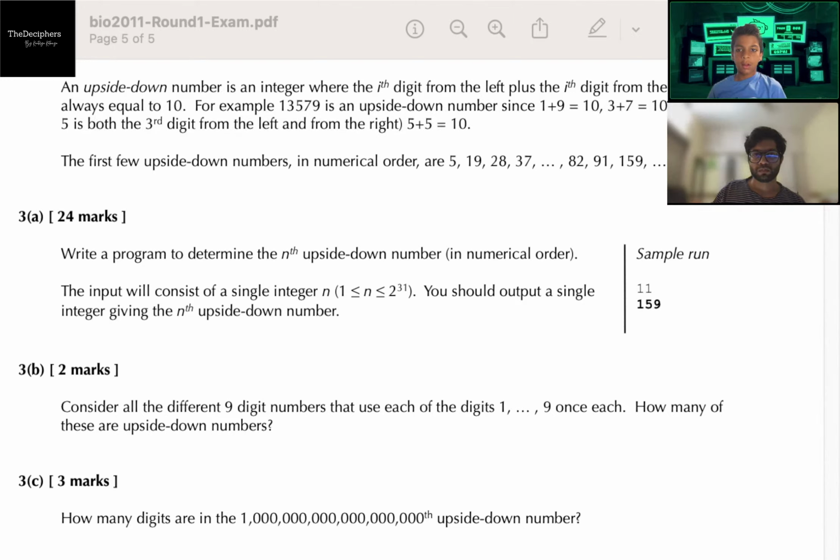Today we're going to be solving a problem called BIO. It's British Informatics Olympiad problem from 2011, round 1, question 3. And the problem's name is Upside Down.